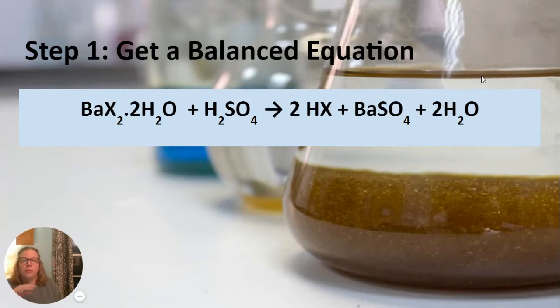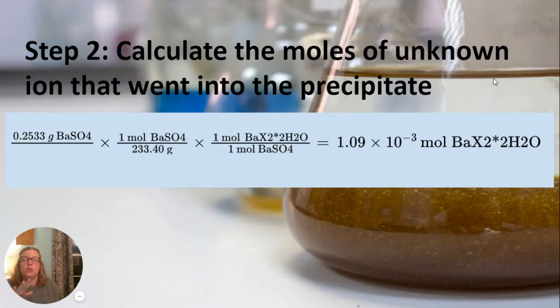And the important part about this is we're going to need this reaction for our stoichiometry. We're going to need it because we're going to have to take our precipitate that we made and figure out how many moles of stuff we started with in the first place. So step 2 is going to be to calculate the moles of the unknown substance that got trapped into the precipitate.